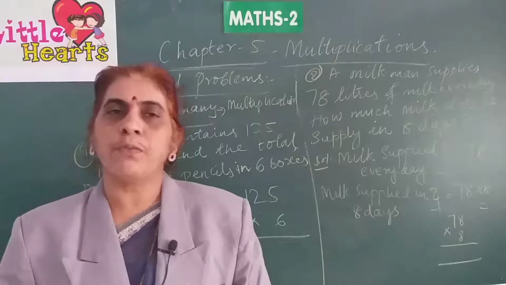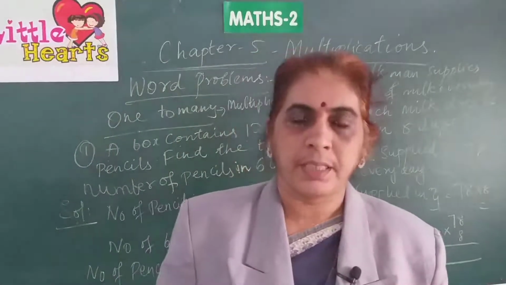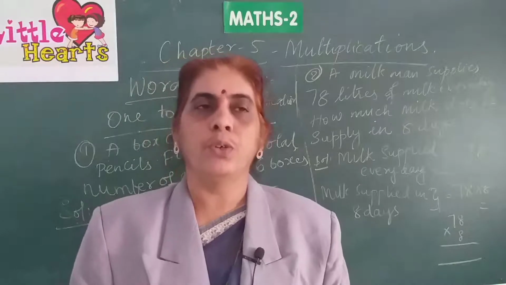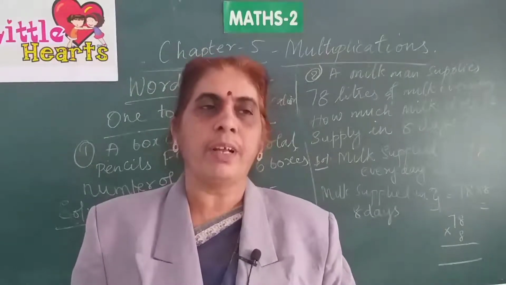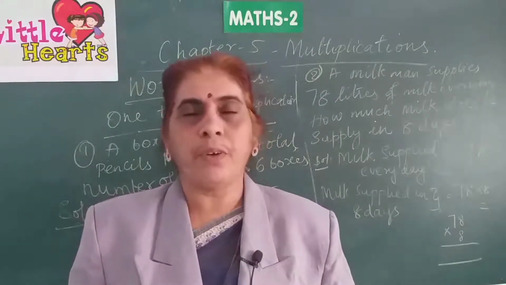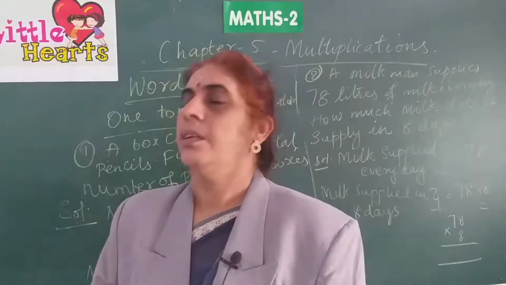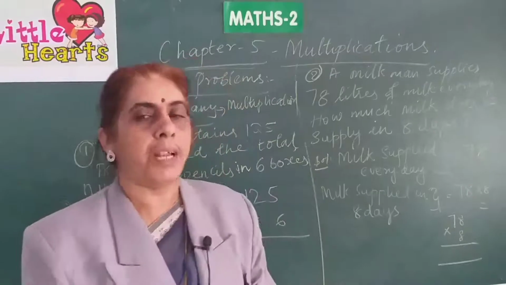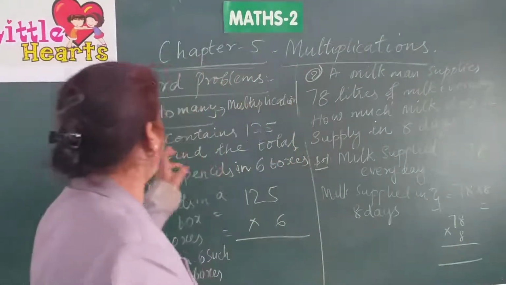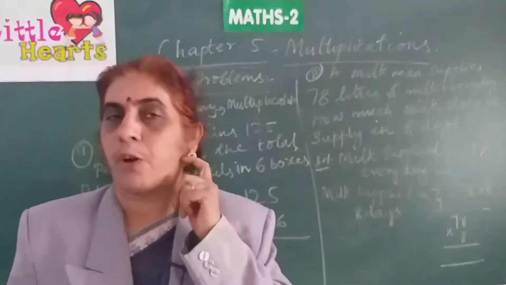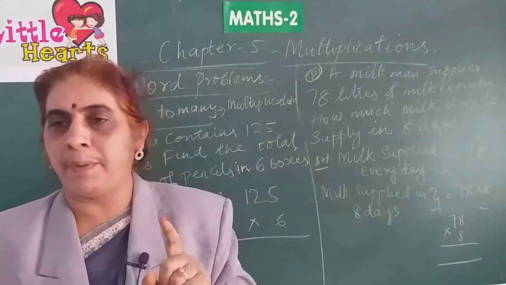What is the cost of one chocolate? 5 rupees. And how many chocolates do you need to buy? 10 chocolates. So when you know the cost of one and you need to find the value of many, you have to use multiplication. The process of finding out from one to many always uses multiplication. The operation to be used is multiplication.